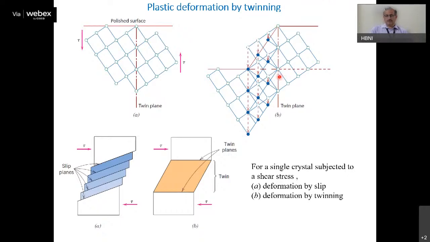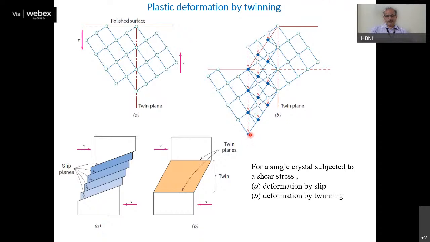So this is a twin plane which has a mirror symmetry. Basically, if you see these atoms, these are the final atomic positions. So these atoms basically mean that there is some mirror symmetry at this point. Similarly, there will also be a mirror symmetry at this point. So this is a band basically which arises because of it.